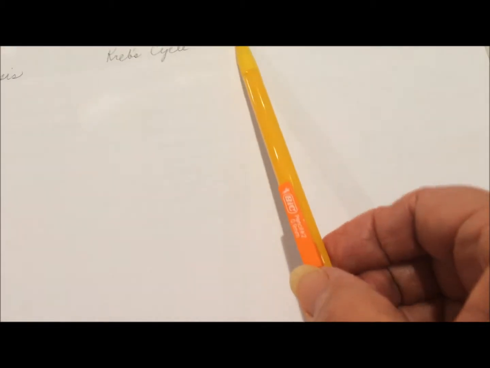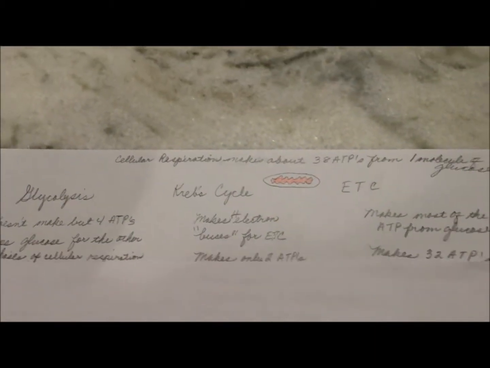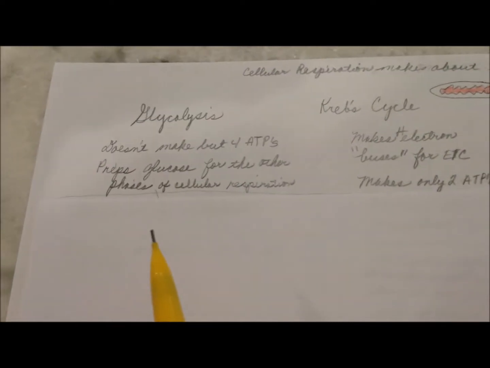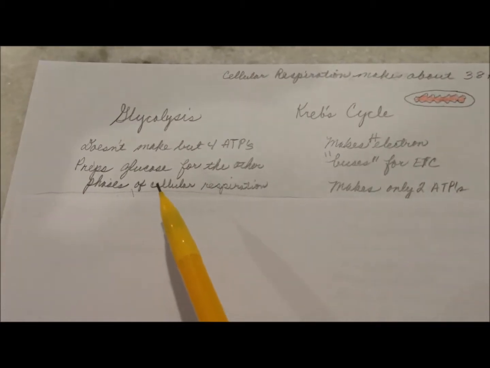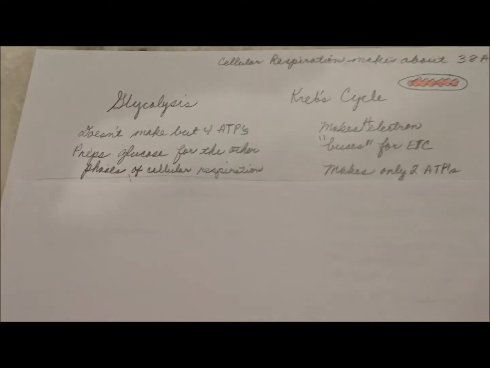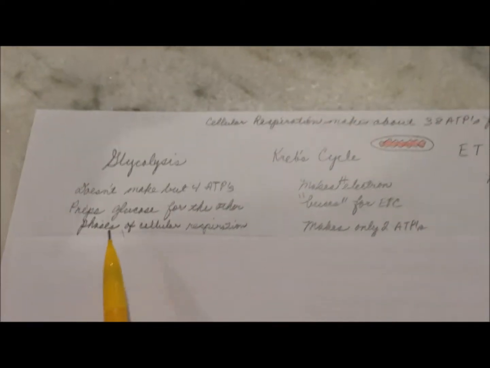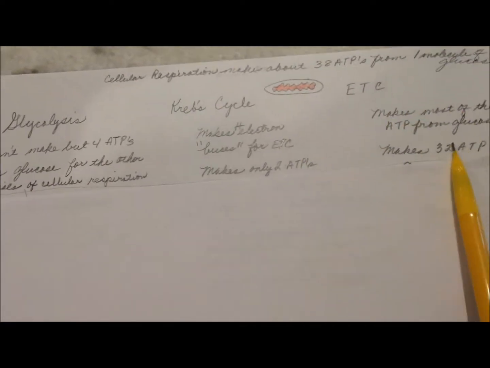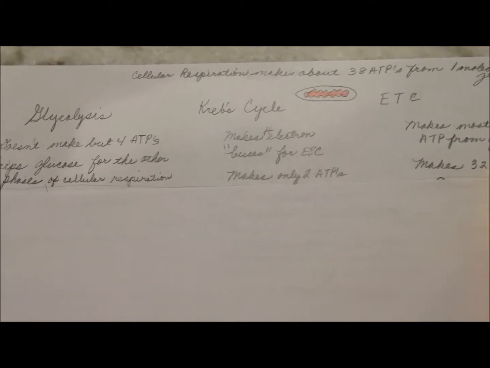And this is a little rough diagram of a mitochondrion. All right, the first thing you need to remember is that glycolysis only makes 4 ATPs. So we've got 38, but only 4 come out of glycolysis. So what does glycolysis do if it only makes 4 ATPs? Well, it's primarily prepping glucose so that it can pass through these other two parts of cellular respiration.